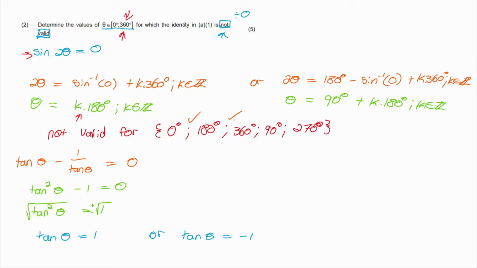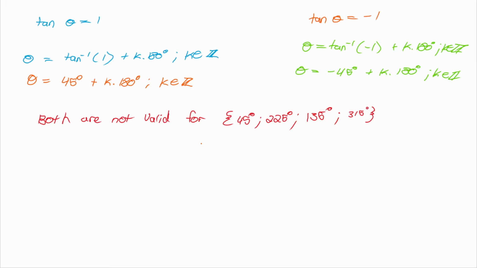So 0, 180, 360, 90 and 270. I'm just checking with the memo. We have 0, we have 180, we have 360, we have 90 and 270. Perfect. And then we have 45, 135, 225, 315. Okay, perfect. So we've covered all the bases over there.